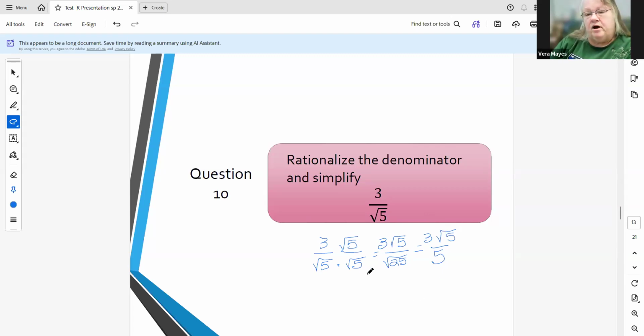So you're looking at the bottom. You're trying to get the denominator as a whole number with no radicals in it. So you're going to multiply by what would complete it and make it a perfect square so you can simplify it. Now, if the 3 and the 5 had been numbers that would simplify with each other, we could have continued and reduced before we got our final answer.